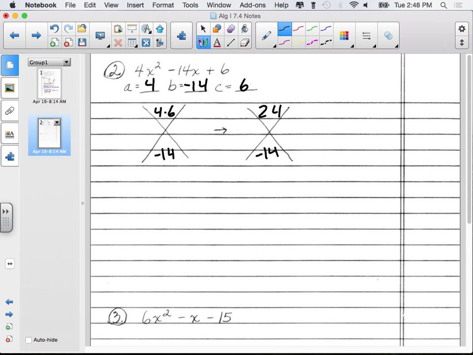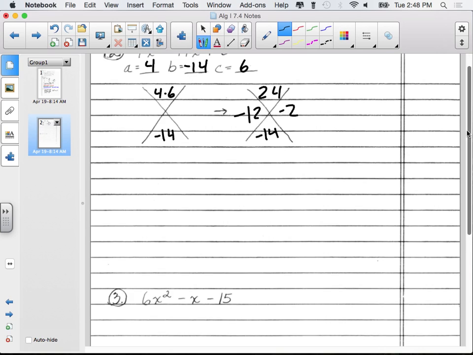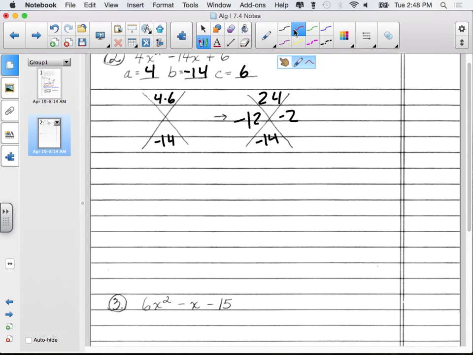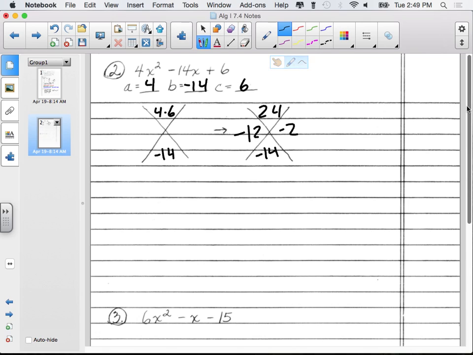Alright, now we're looking for 2 numbers. Negative 12 and negative 2. Do those multiply to be positive 24? Do they add together to be negative 14? Yes, they do, so those work out. So now we just rewrite our trinomial as a 4-term polynomial.